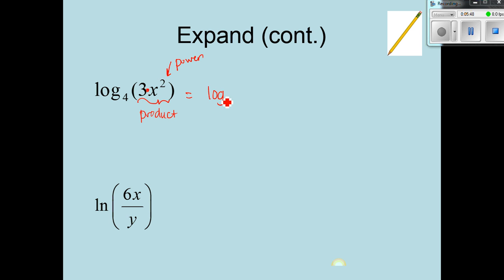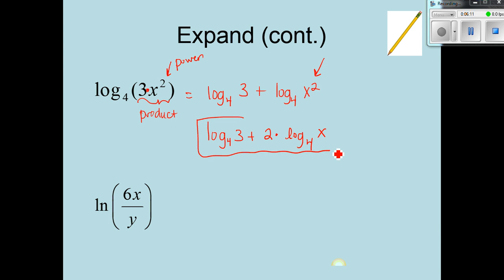So log base 4 of 3 plus log base 4 of x squared. Now my log base 4 of x squared, which is the power, now becomes 2 times log base 4 of x. So the 2 becomes the multiplier. Now that is the final answer.